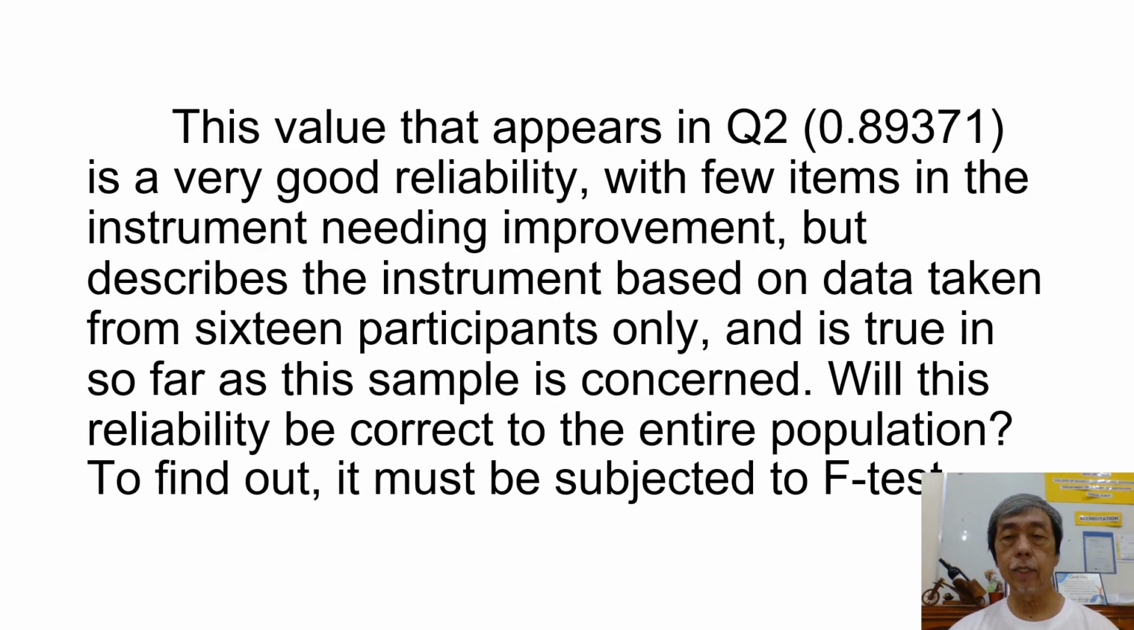This value that appears in Q2, 0.89371, is a very good reliability, with few items in the instrument needing improvement, but it describes the instrument based on data taken from 16 participants only, and is true insofar as this sample is concerned. Will this reliability be correct for the entire population? To find out, it must be subjected to F-test.